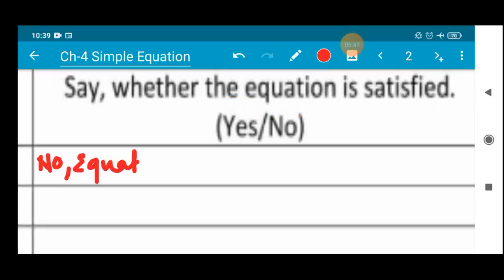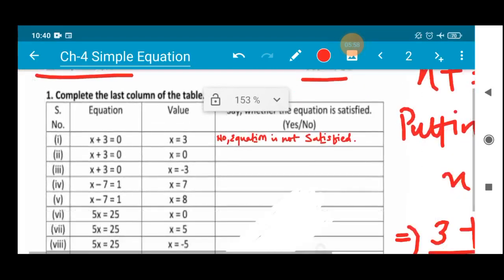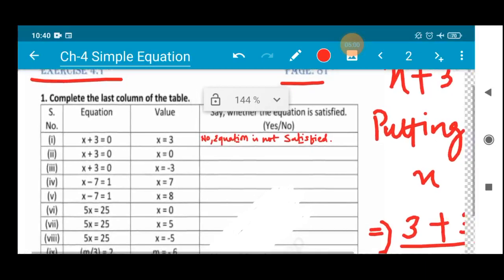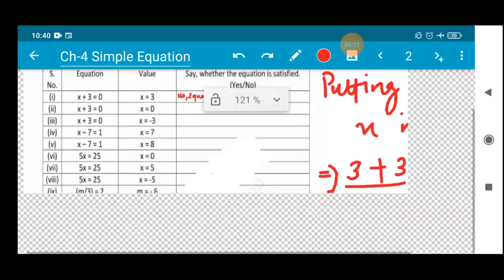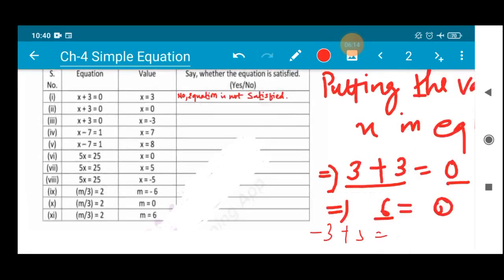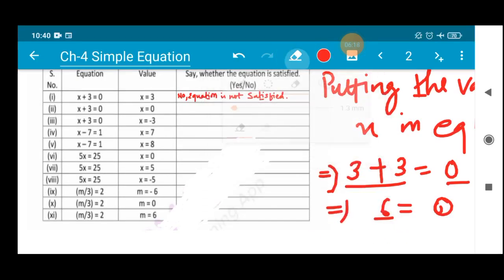Equation is not satisfied, right? So what this indicates is that the x value given to us is not valid for this equation. To get 0 you need to have -3, not 3. Yes, if I put the value -3 here, then plus 3 will be equal to 0. So that is the condition. Alright, I hope you have understood this.